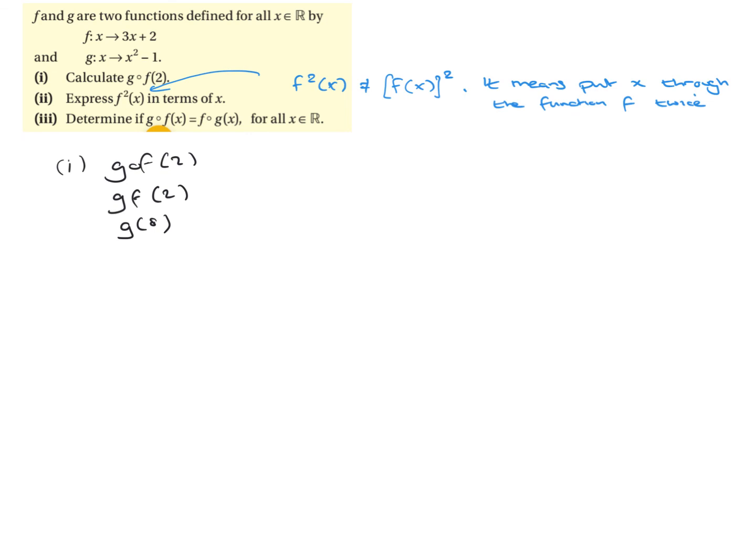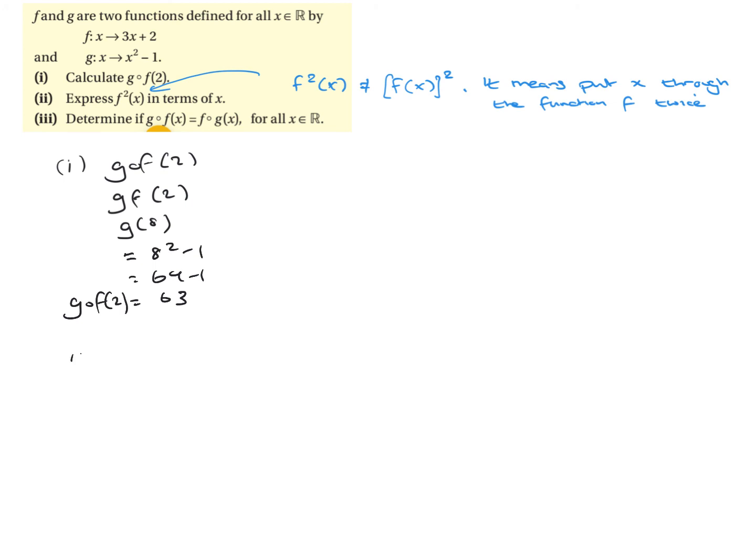Now we're going to put the 8 through the g function, and again, it shouldn't be too difficult. It's x squared minus 1, so my x is 8 here, so 8 squared minus 1. So g of 8 is going to be 8 squared minus 1, which is 64 minus 1, which is equal to 63. So there we are, that's part one done.